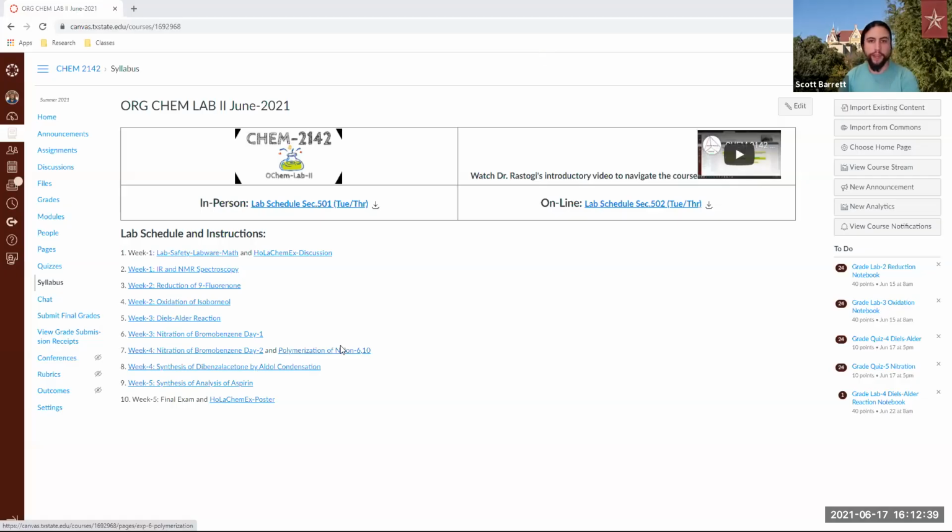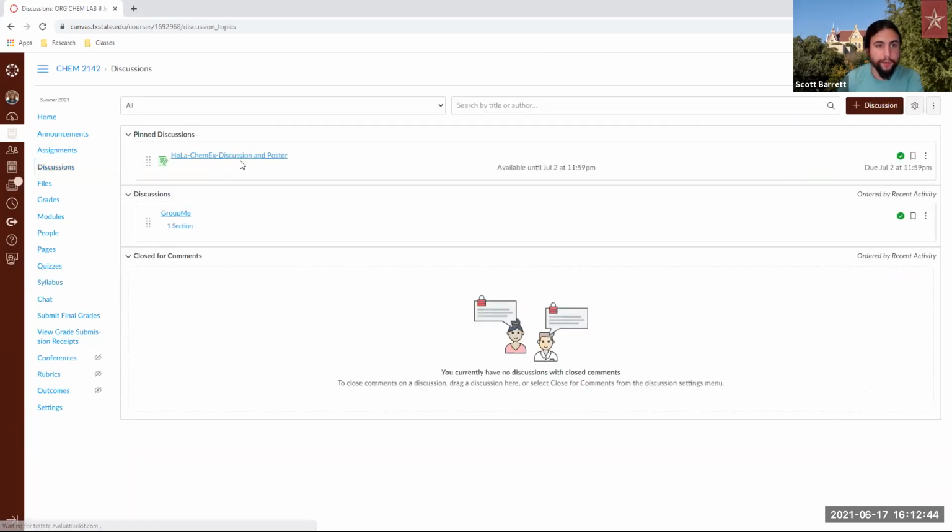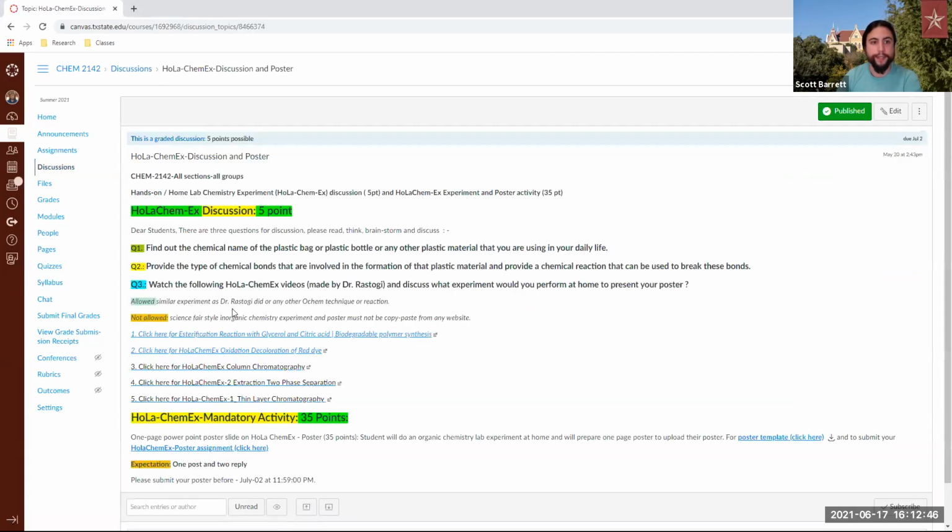So next lab experiment when we meet up, we are going to be discussing the polymerization of nylon 610. Be prepared next Tuesday for that. Additionally, in discussions, remember, of course, that we need to be performing the HOLA chem discussion sooner than later, and be thinking about your poster so that you'll be prepared for it being due the day after the final. Otherwise, this is going to be the end of the recording, and we're going to open up the Q&A section. Thank you for watching if you're watching this on YouTube.